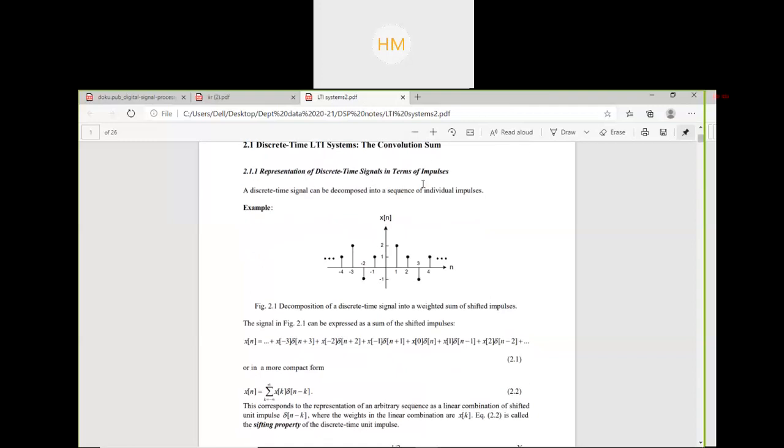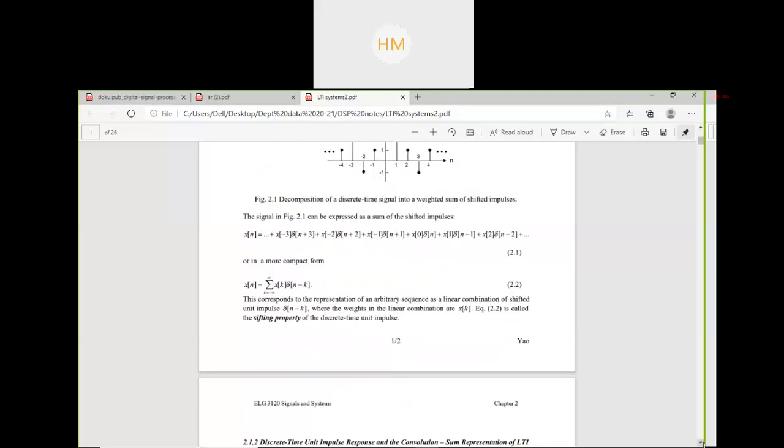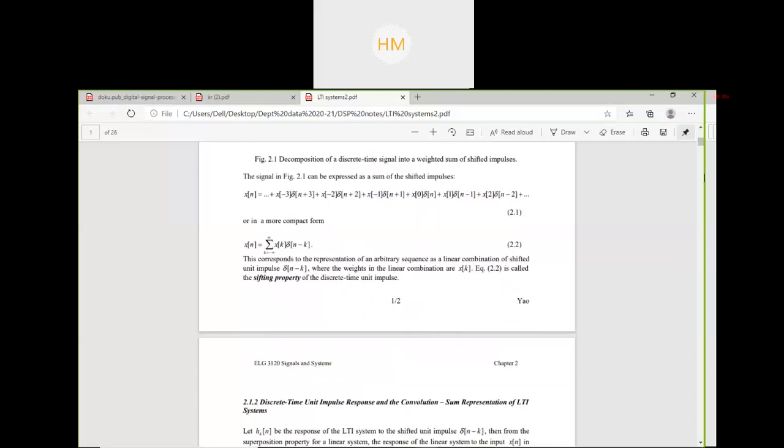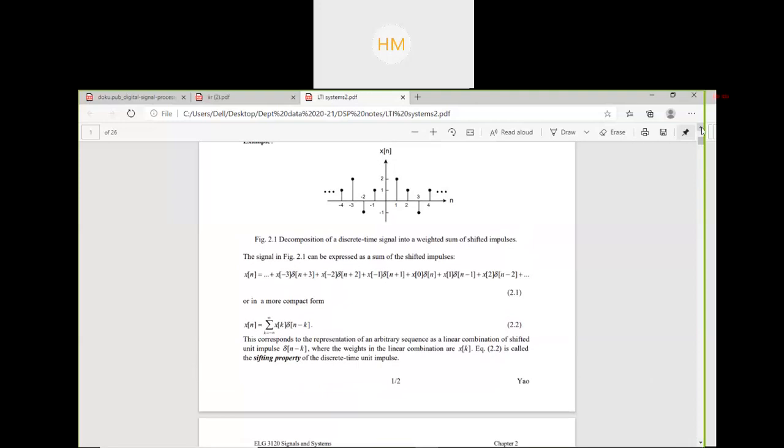Representation of discrete time signals in terms of impulses. These are my impulse responses of a system. A discrete time signal can be decomposed into a sequence of individual impulses. This is my example. Now how can I write this? This figure is given to you. Now I have to write its impulse response.